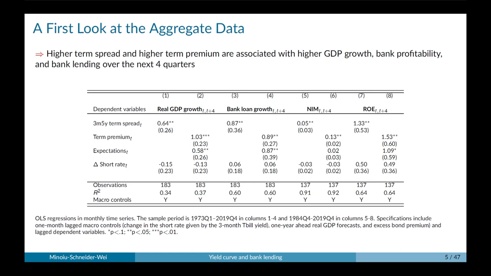And we see here positive correlations between the term spread, as well as the term premium component of the term spread, and four-quarter-ahead real GDP growth, credit, as well as bank profits. So this tells us that perhaps there is that causal channel in the data, but of course, to establish something a little bit more credible, we need to take identification seriously.